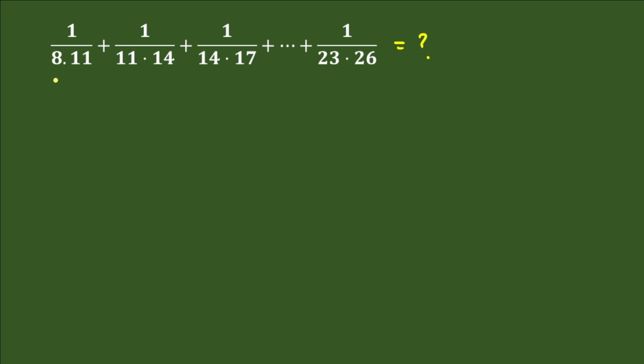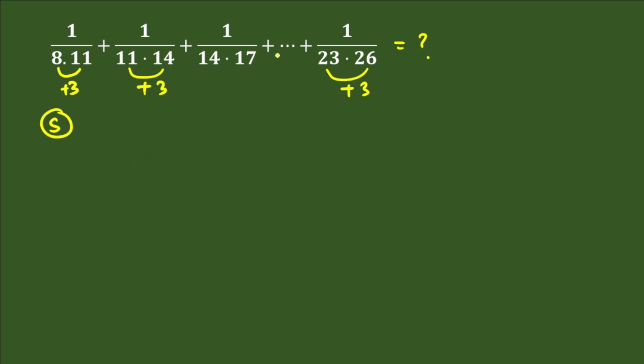Now first of all, we'll check the difference between the denominators. It is 11 and 8, so it is plus 3, and here it is plus 3. Likewise in the last term it is plus 3. So the problem is in series. So we know how to calculate.